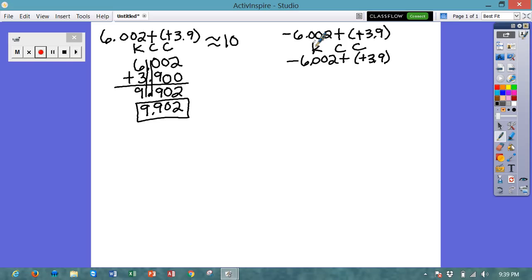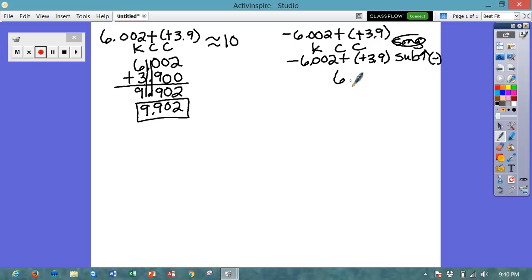So now I'm thinking about my song, and I'm thinking to myself that these signs are different. Different signs subtract and take the sign of the higher number. The higher number, there's more negatives, 6 negatives, but there's only 3 positives. So since there's more negatives, my answer is going to be negative.